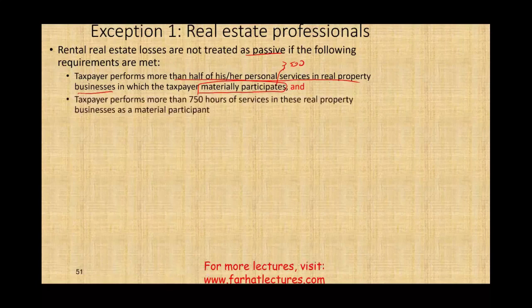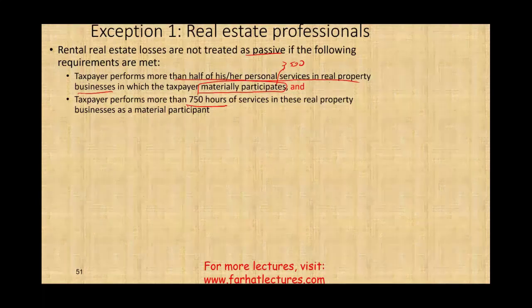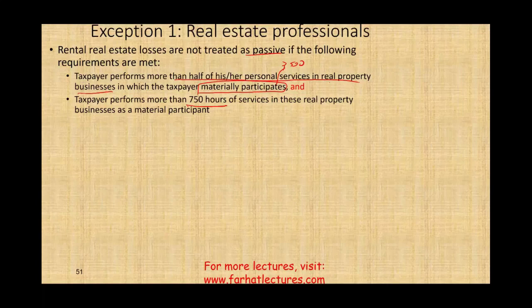And the taxpayer performs more than 750 hours of services in these real estate businesses as a material participant. Now notice, you have to meet both of these conditions. You have to spend more than 50% of your time in this business, and to be more specific, you have to exceed 750 hours.